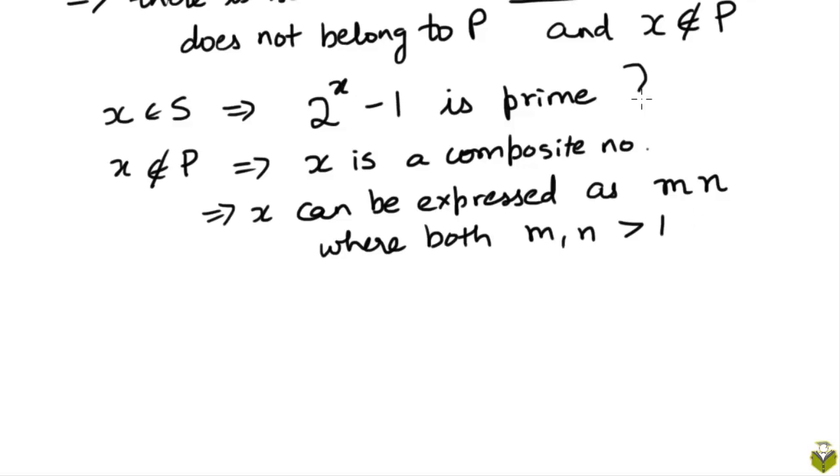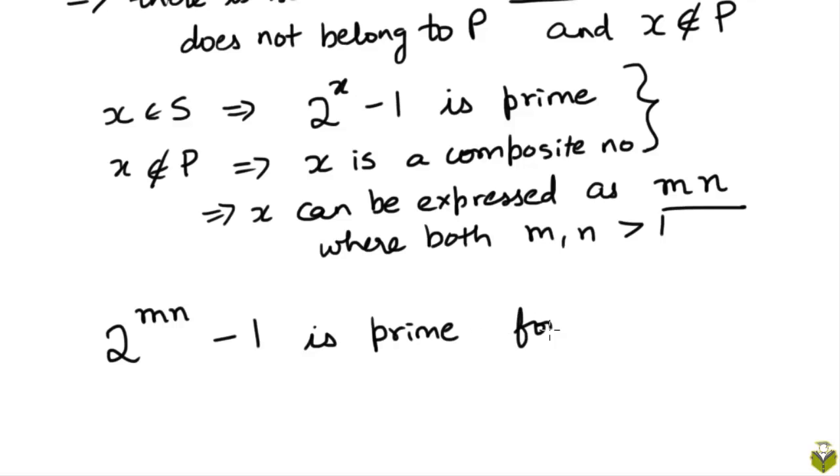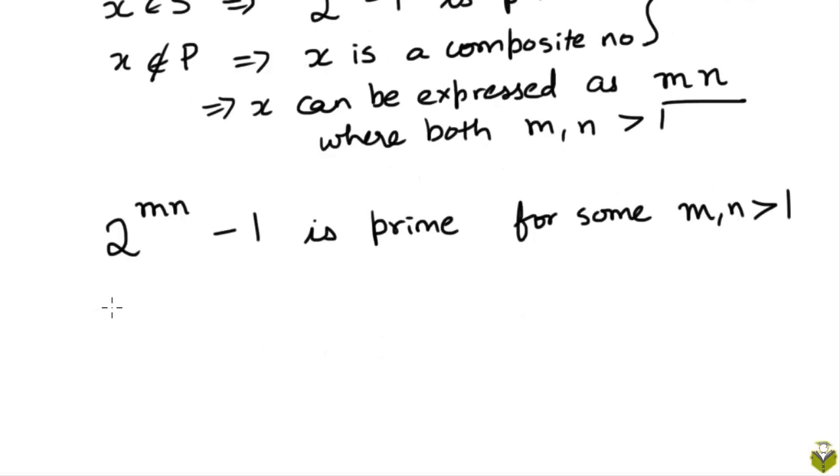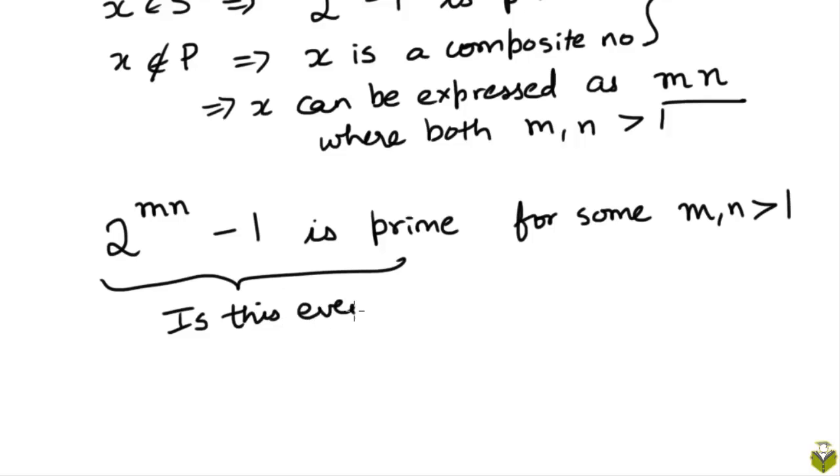So let's combine both these results. If 2 to the power x minus 1 is prime and x is a composite number which can be expressed as m times n, then we are getting 2 to the power m times n minus 1 is prime for some values of m and n greater than 1. Now the question to ask is, is this possible? Is this ever possible that you have two numbers m and n greater than 1 and you take 2 to the power m times n, you subtract 1 and the resulting number is prime?